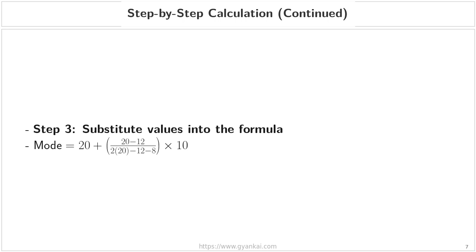It might look a bit complex at first glance, but as you'll see in the next slide, we will break this down step by step to reach our final answer.